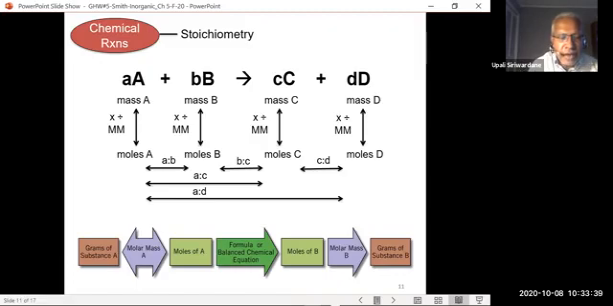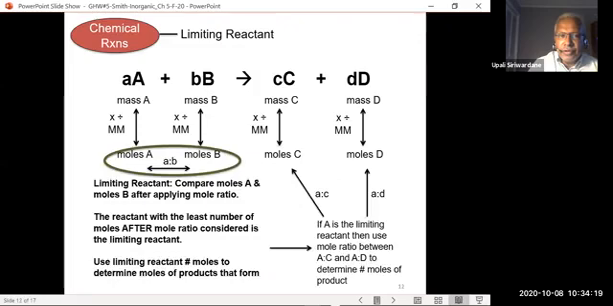So to summarize, grams of a material divided by molar mass gives the moles of A. The formula of a balanced chemical equation gives the ratio to convert moles of A to moles of B. Moles of B are converted to grams of B at the end. So normally we start with grams of reactants and end up with grams of product. But in between, we have to go through moles. That's how we do stoichiometry.